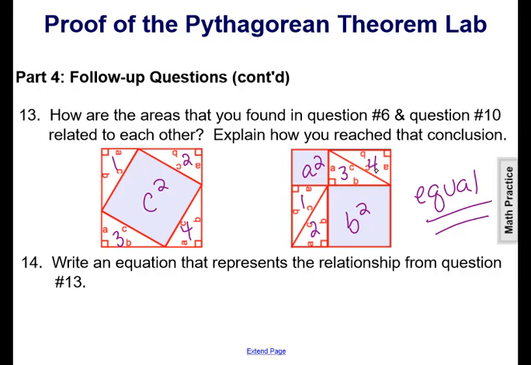And this directly leads into question 14, for the equation we can write: the area from that big square, C squared, is equal to the sum of the areas from the 2 smaller squares. So C squared equals A squared plus B squared. And right there you can see that's the Pythagorean theorem. We have C squared equals A squared plus B squared.